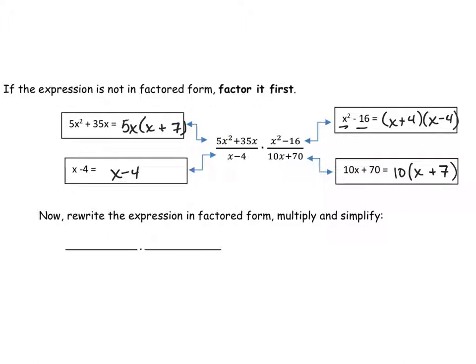You can always check these if you go through and distribute. That's going to give me 10x plus 70. So that's one way to check to make sure that you've factored it correctly, is to multiply it out.